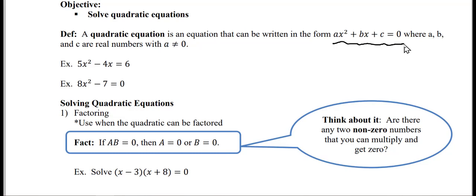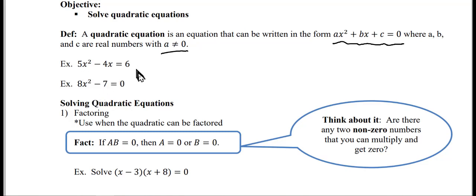An important note here is that the highest exponent that you see there is a 2, right? And you have to have that term for it to be a quadratic. That's why we say we don't want a to be 0, otherwise that would take that term away. It would make it a linear equation at that point if it did not have the x squared term in it.